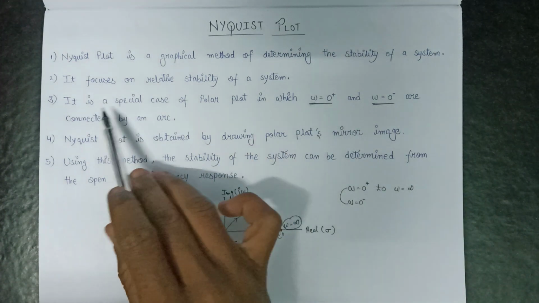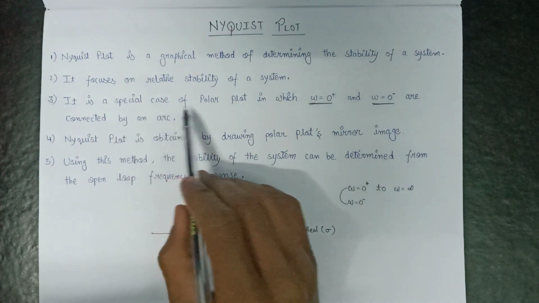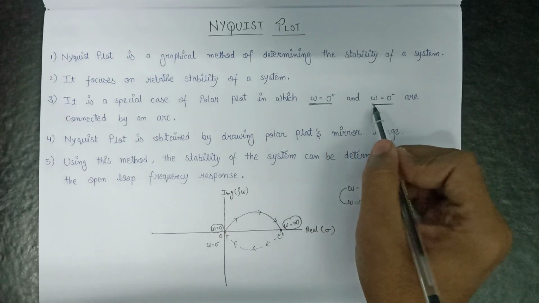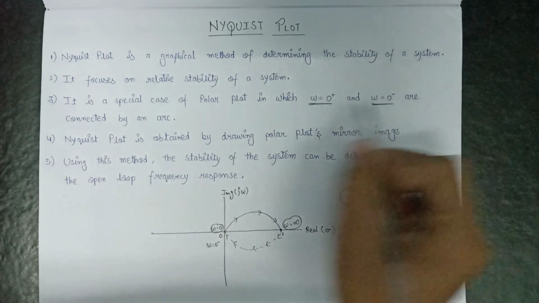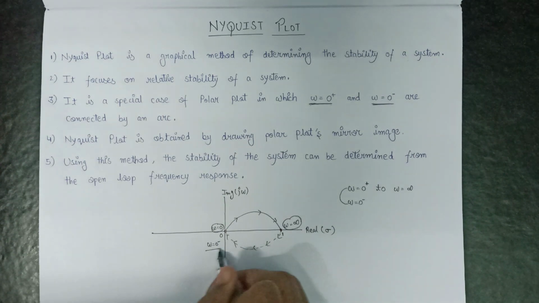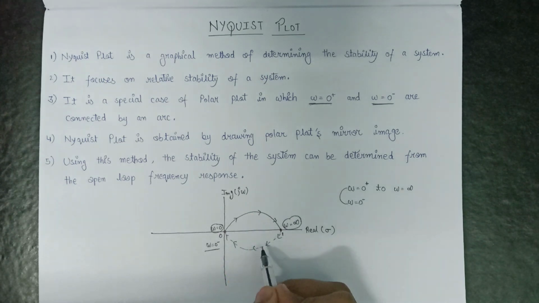So this is the point where both omega equals 0 plus and omega equals 0 minus terminate. And according to rule number 3, it is a special case of the polar plot in which omega equals 0 plus and omega equals 0 minus are connected, since at the origin omega equals 0 plus and omega equals 0 minus are connected already. So this is a Nyquist plot also.